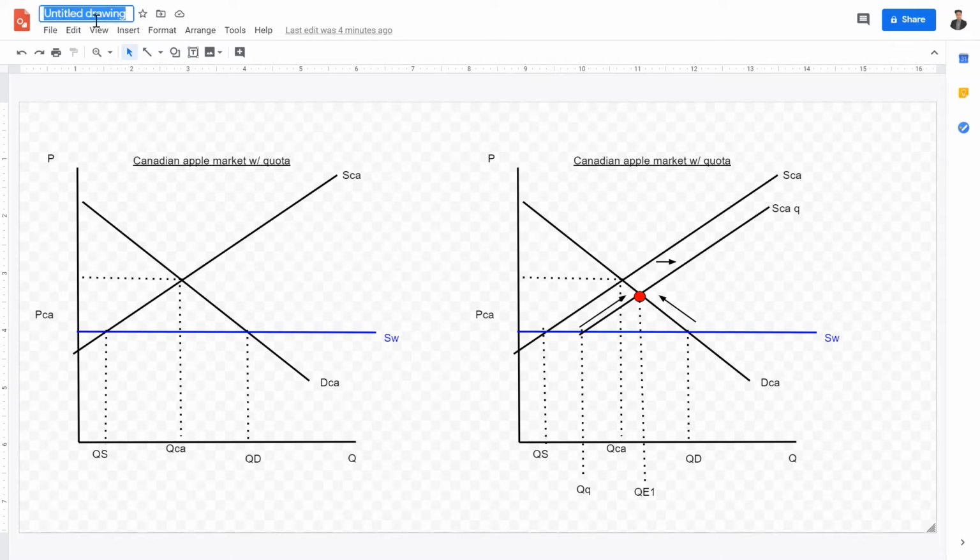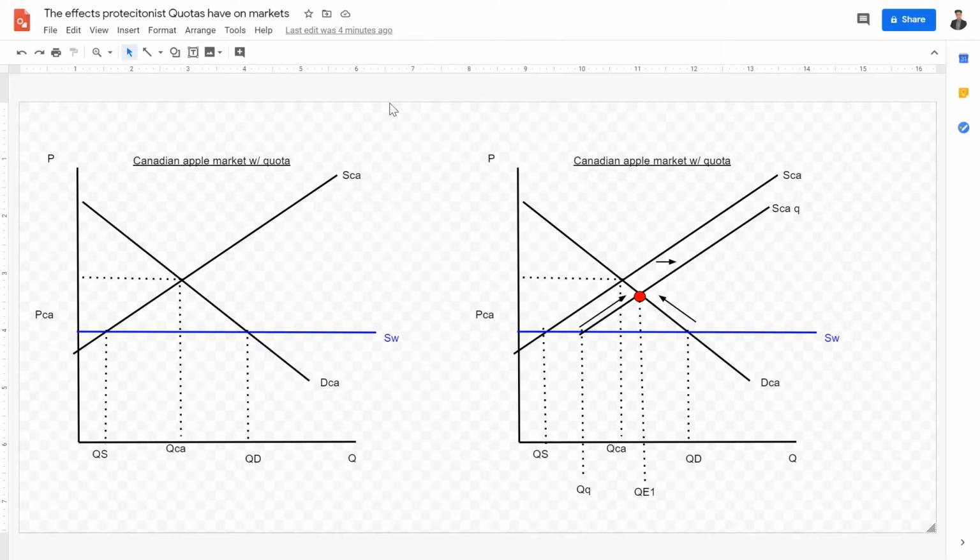Today, we are illustrating the effects of protectionist quotas on markets. Last time we talked about the effects of protectionist tariffs on the market, and now let's talk about the effects of protectionist quotas on the importing markets of any country.